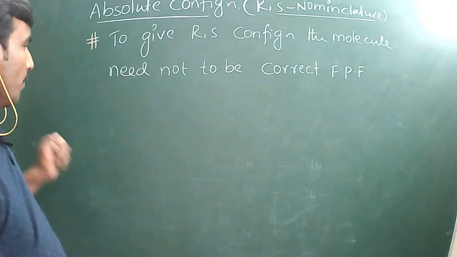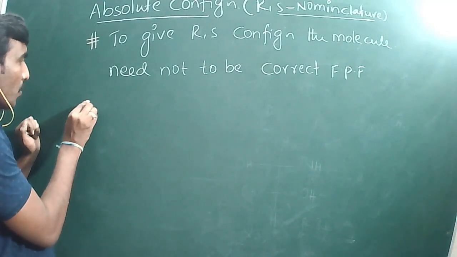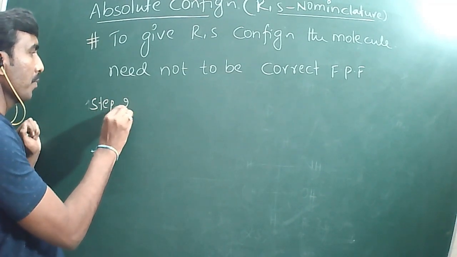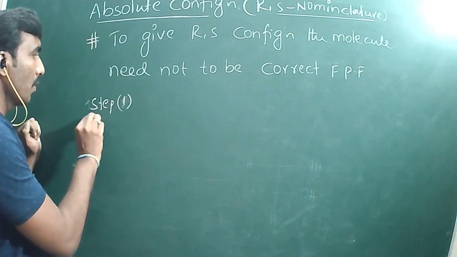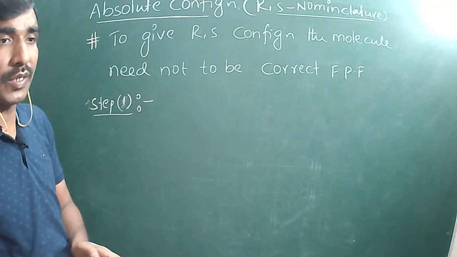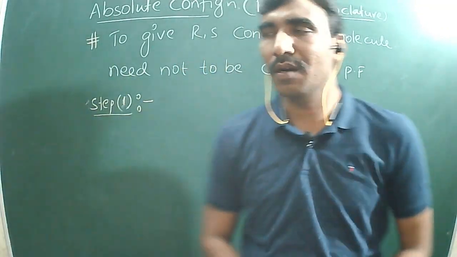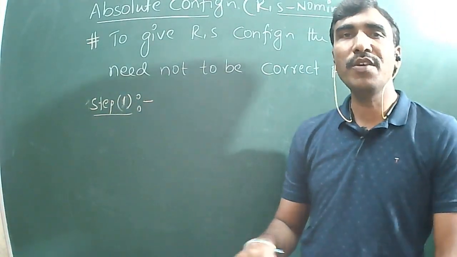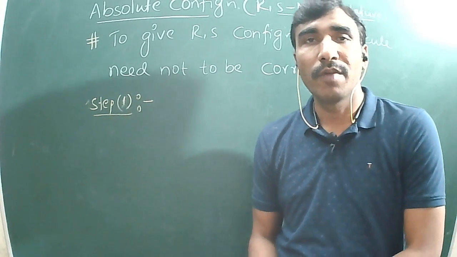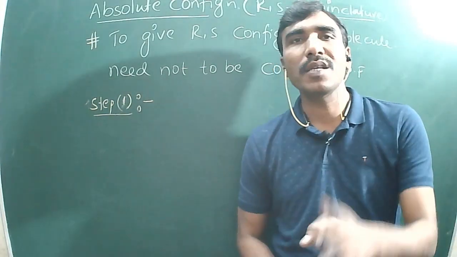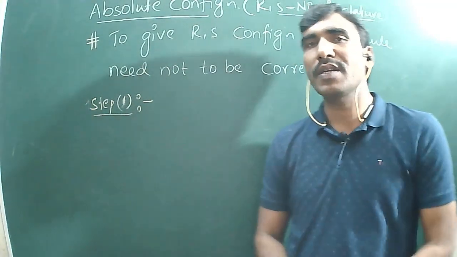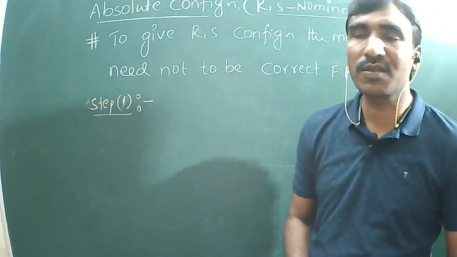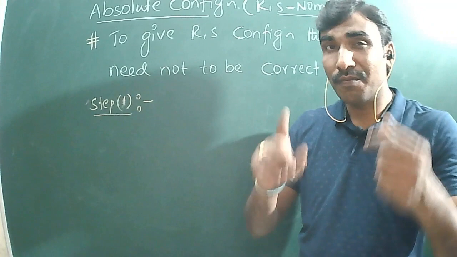After that, for example, any molecule is given to you. So case 1, step 1, what do you have to do? First we have to give the priority order for all the 4 groups attached to the chiral center. Because when can you call it a chiral center? When it has 4 different groups on it, only then can you call it a chiral center. So for all those 4 different groups, according to CIP sequence rules, we have to give the priority order.